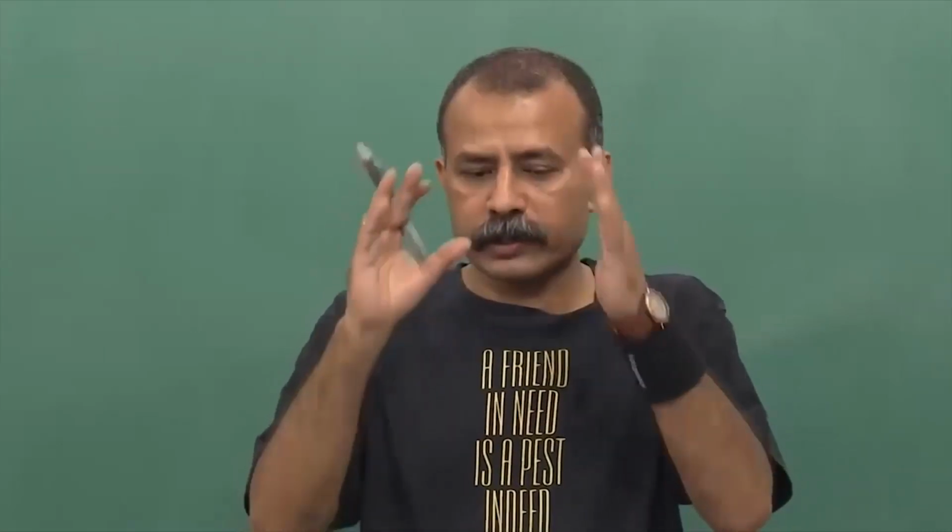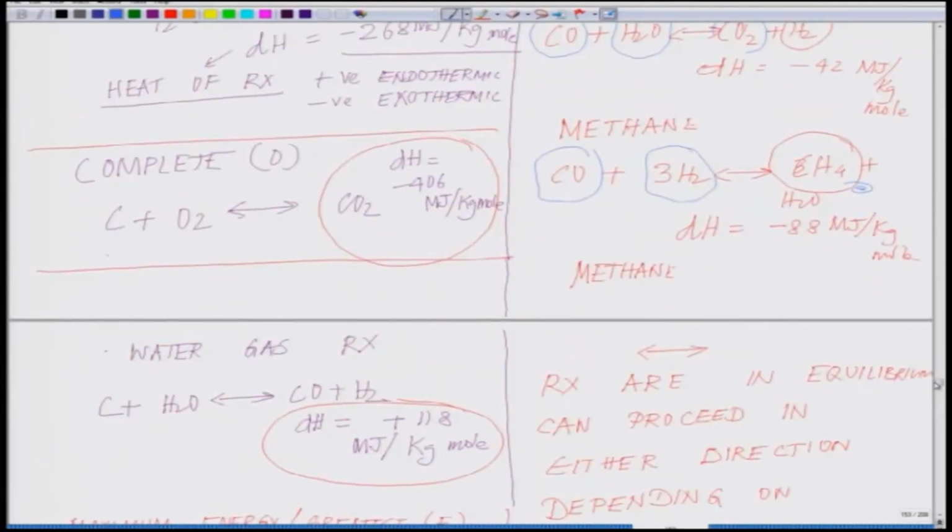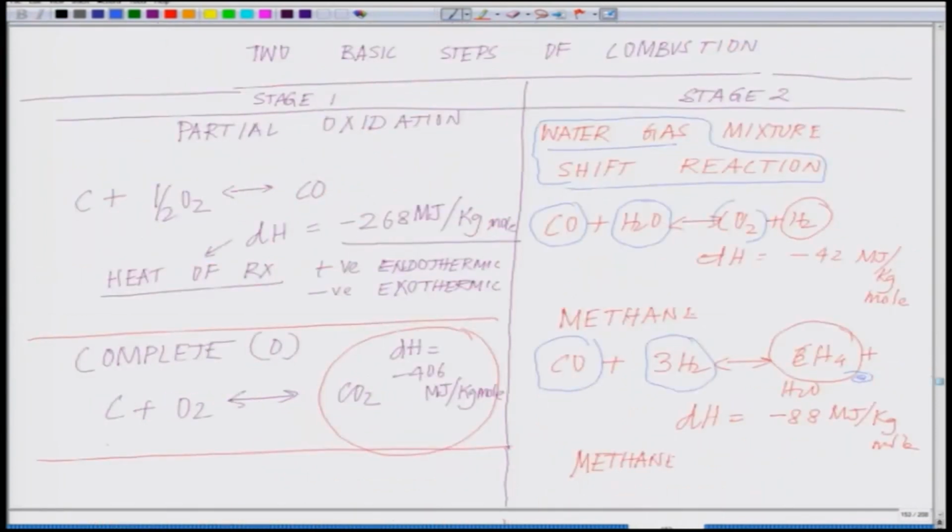If your basic chemistry is clear, so if this slide, what I taught you, two basic steps of combustion, if these two are clear, then the rest is all simple. You can vary, like think of it for a minute, you have forgotten everything. But if you know that this basic reaction C plus half O2 forming CO, C plus O2 forming CO2, and CO plus H2O forming CO2 plus H2 and CO plus 3H2 forming CH4. If you know these four reactions, look how logically you can rationalize it out.